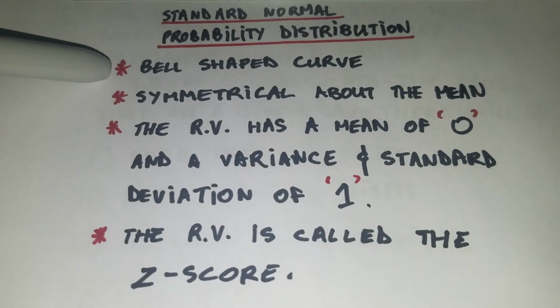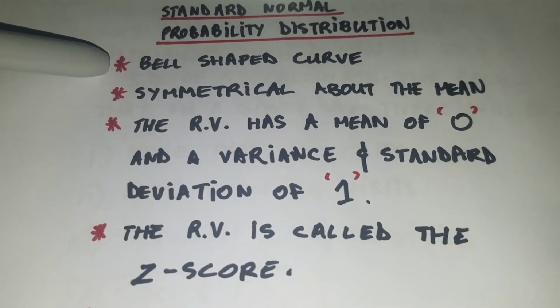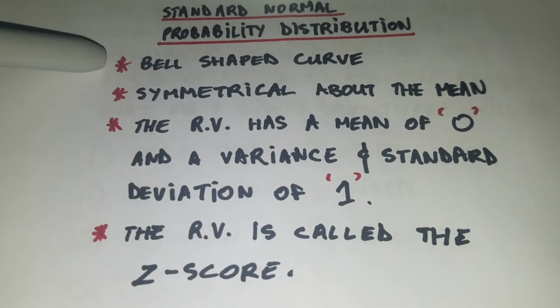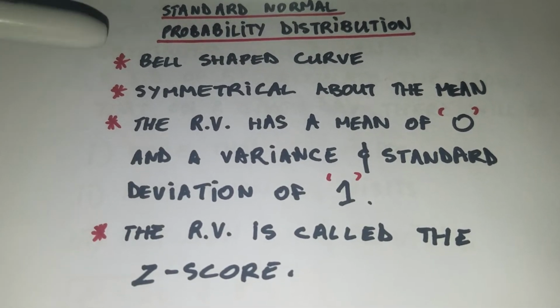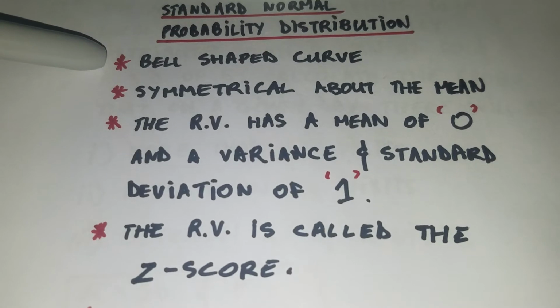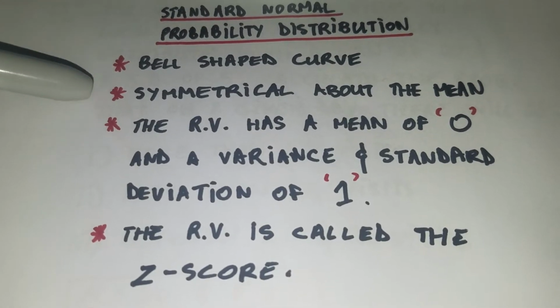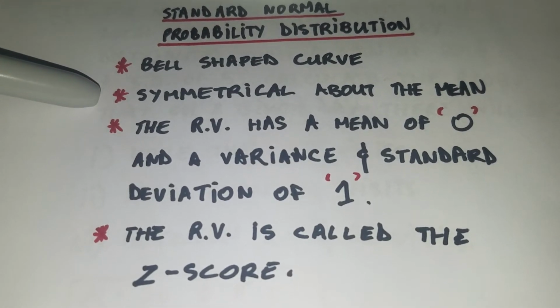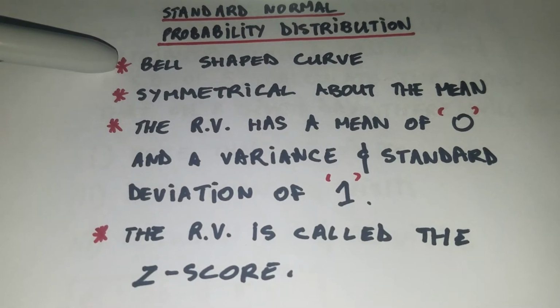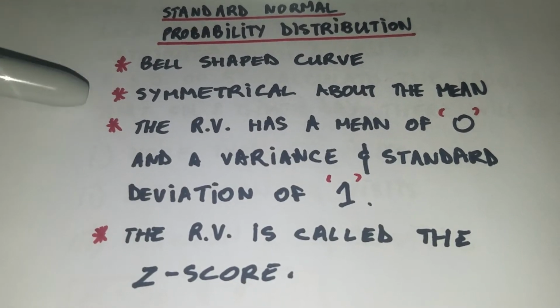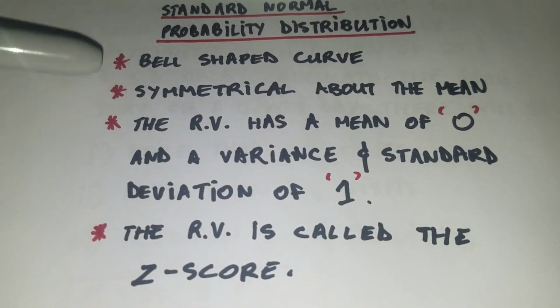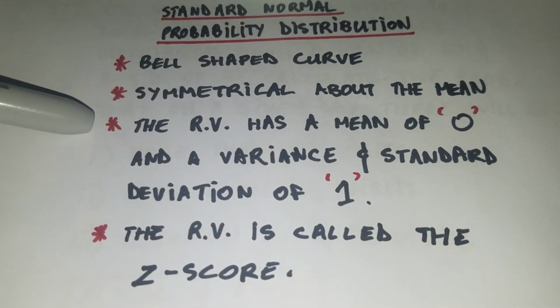Now, the first thing, the bell-shaped curve. We need to appreciate that it follows a bell-shaped curve, or the bell curve, some may call it. Secondly, it is symmetrical about the mean. So the bell curve is symmetrical about the mean. It's symmetric about the middle of the curve, or at the peak of the curve, it's symmetric.